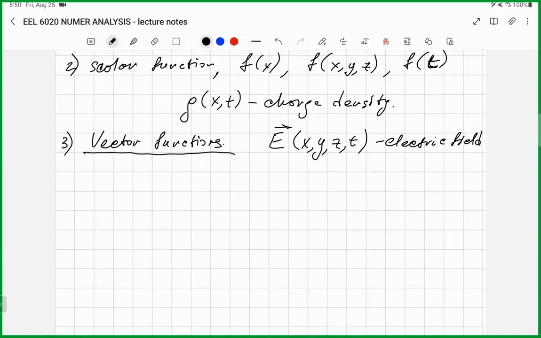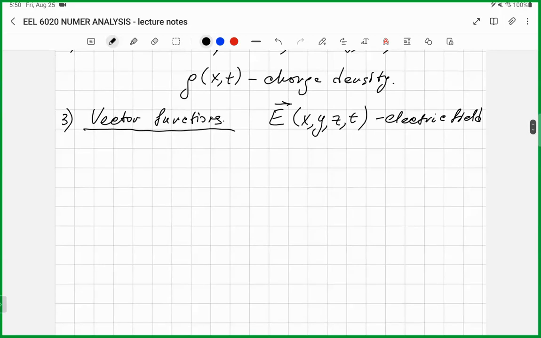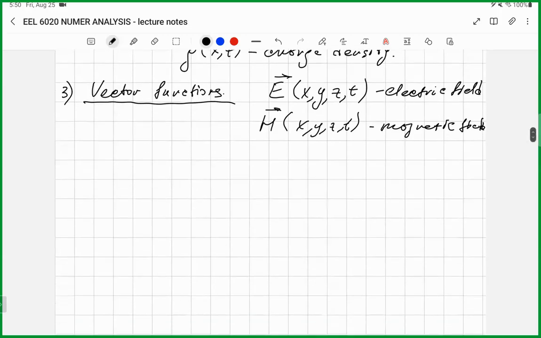The magnetic counterpart is the magnetic field. And as other types of vector functions, I can bring the D field and the B field. These are auxiliary fields that we use to describe electromagnetic fields in matter.